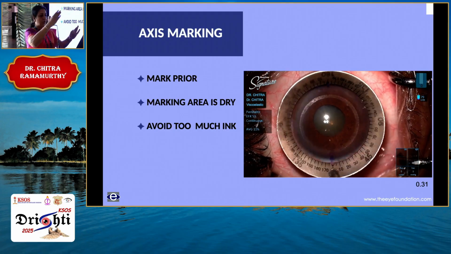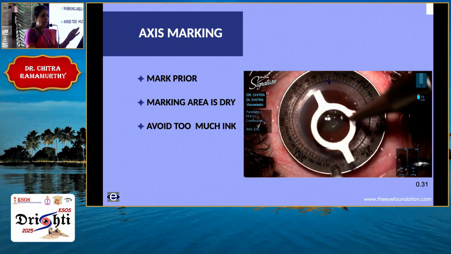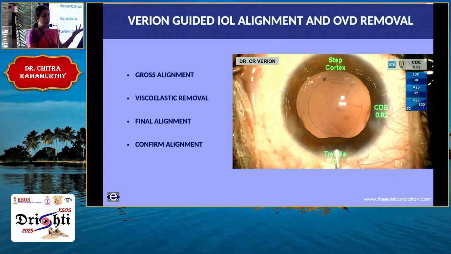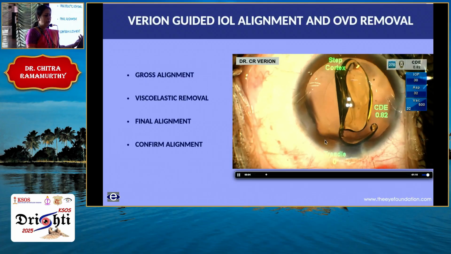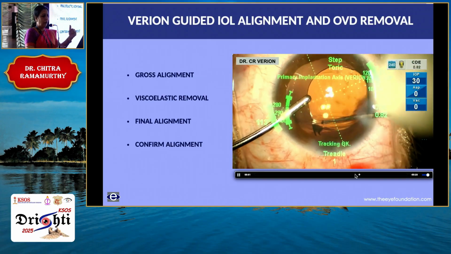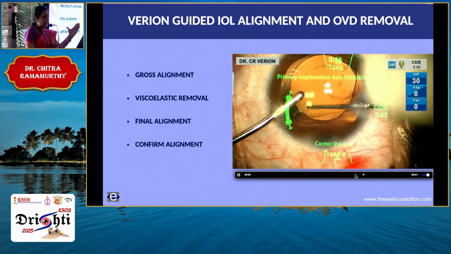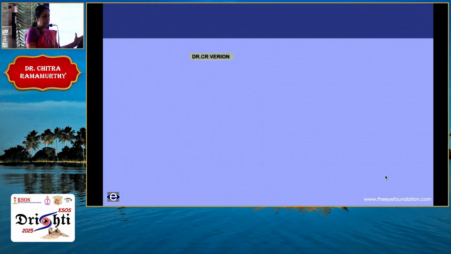And then you use your toric axis. You know where the toric axis is to be marked, and place it on top, and then confirm it. You could use a Verion overlay, which makes it very easy, but I'm not going to go into much of it. Only thing, after removing all the viscoelastic, you keep it 10 degrees away from its final positioning, and then you can position it and see the overlay.